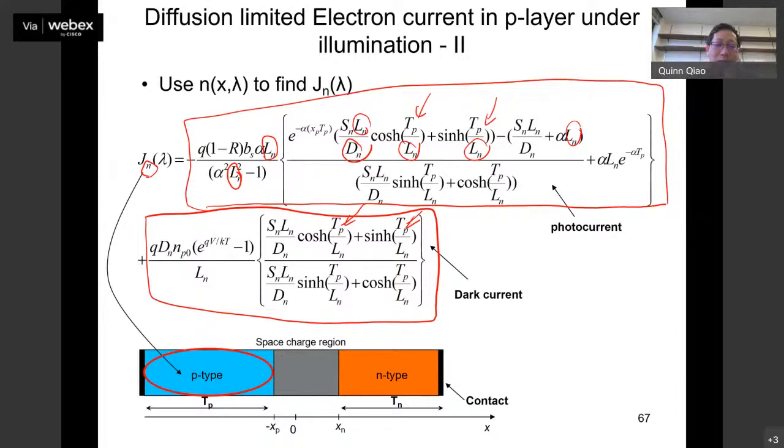Now let's take a look at this. The first term here is called the photocurrent. The second term is the dark current. Why is that? You can think about it easily. The dark current is the diode, right? The diode has J equal to J_0 times exponential of qV over kT minus one, right? So you know this is the dark current. The other reason you know it's dark current is that it is not related to the photon flux.